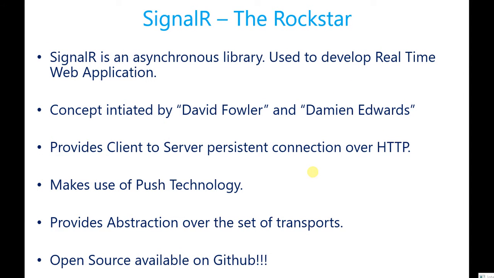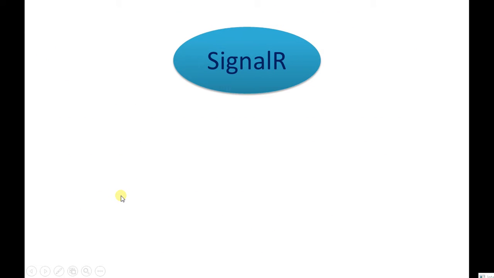Now we are going to discuss some scenarios. How did this SignalR thing start? SignalR is an asynchronous library used to develop real-time web applications. The concept was initiated by David Fowler and Damian Edwards, and provides a persistent client-to-server connection over HTTP. It makes use of push technology.